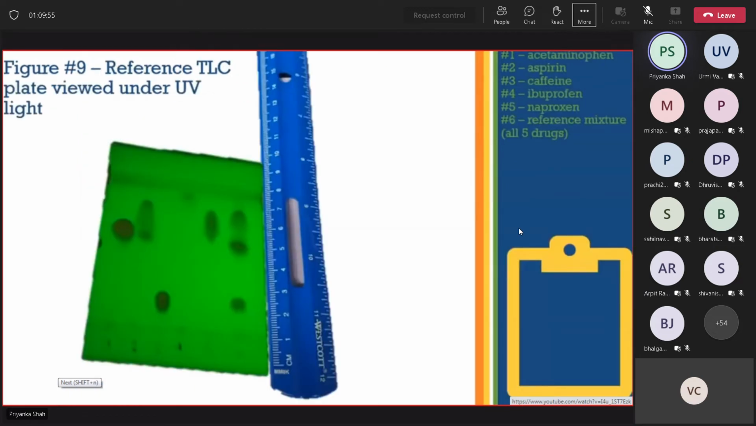In order to view the data, 2 methods were used. First, the plates were observed under UV light. This is the reference plate under UV light.